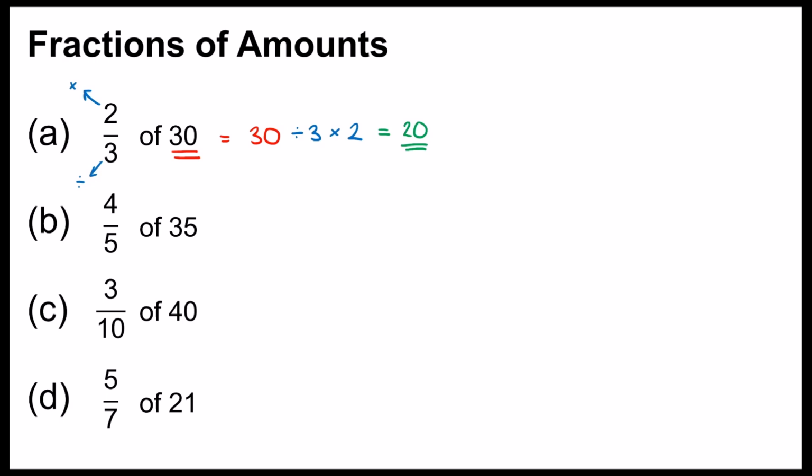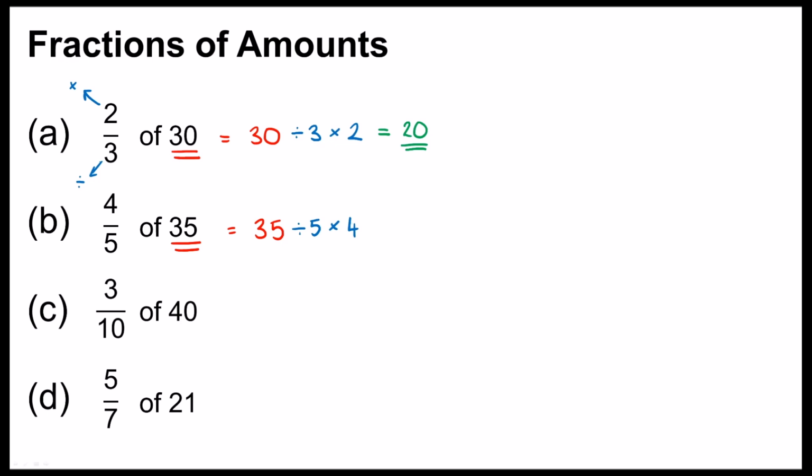We can do the same thing for our second question, which is 4/5 of 35. We can start off by writing down the amount that we want to find the fraction of, which in this question is 35. Next, I want to divide by the bottom and times by the top, so that is dividing by 5 on the bottom and timesing by 4 on the top of my fraction.